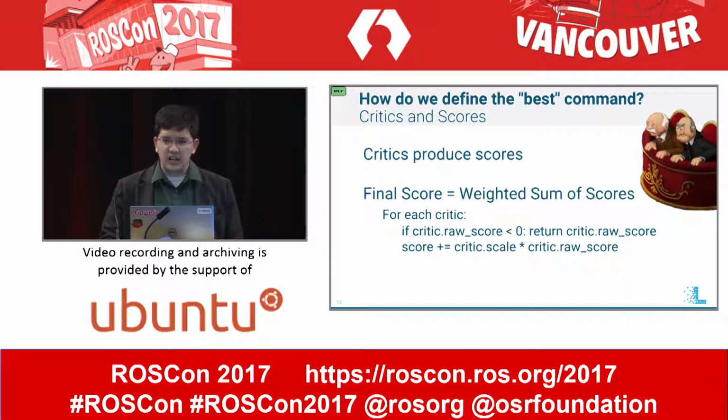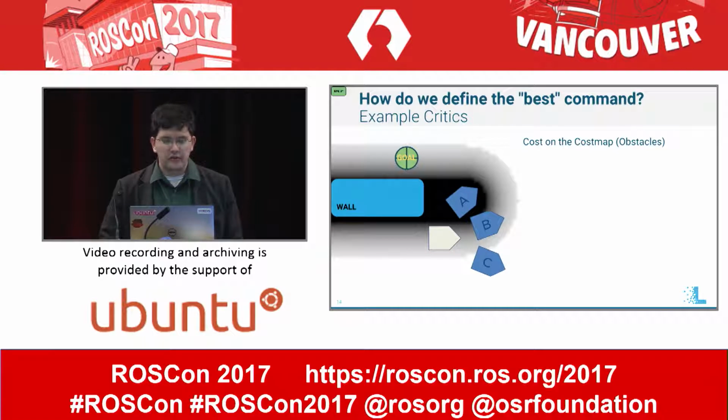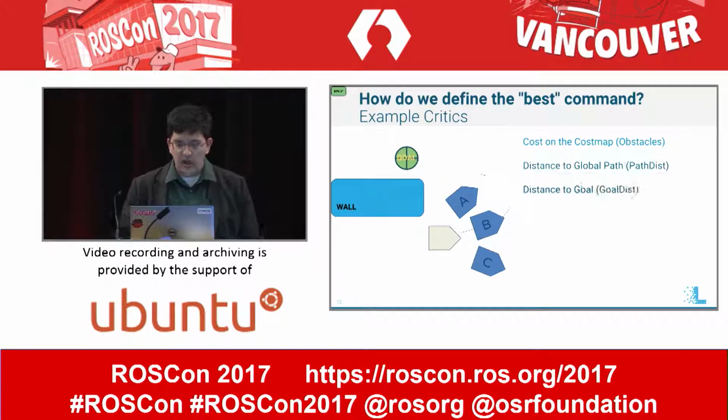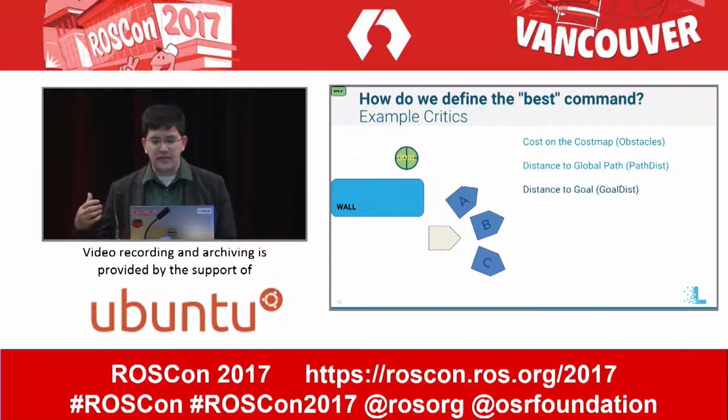And so taking a look at some of the critics that are available, one of the key ones is the obstacle critic, which looks at the cost on the cost map. And so if any of the poses in the trajectory that you generated are in collision according to the cost map, then we reject them out of hand. Otherwise, we just use the cost from the cost map. Then we have the scoring function where we look at the distance to the global path, and that prefers that we stay close to what the global planner gave us. We also have the distance to the goal, and that'll give better scores to trajectories that actually make progress towards the goal.